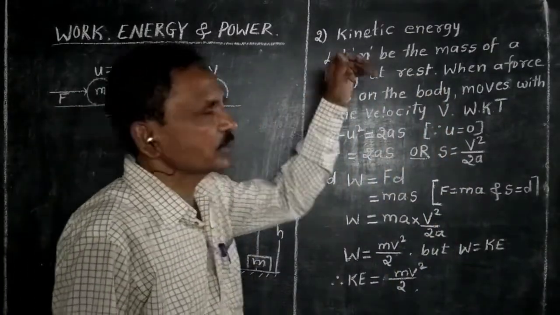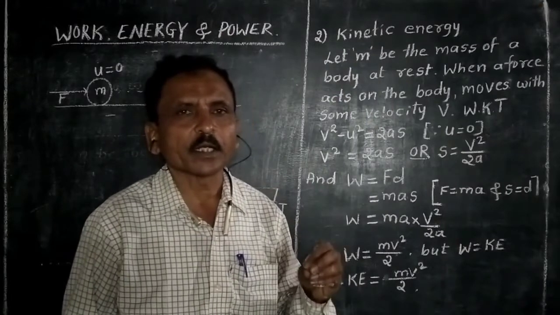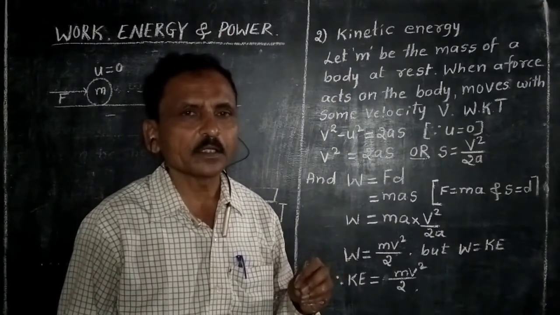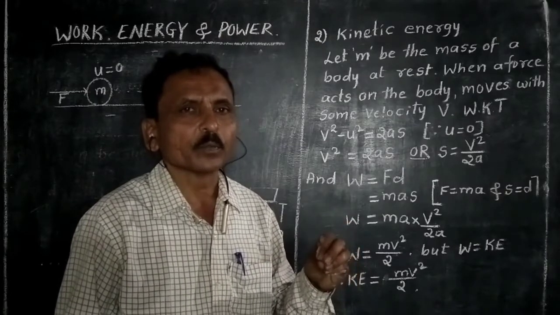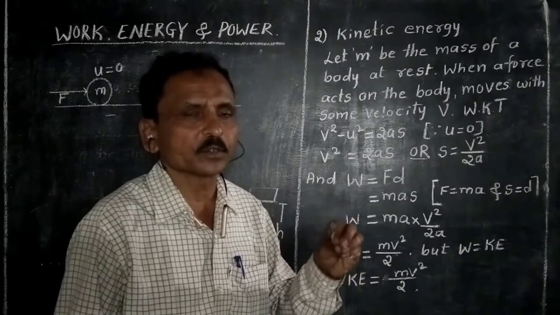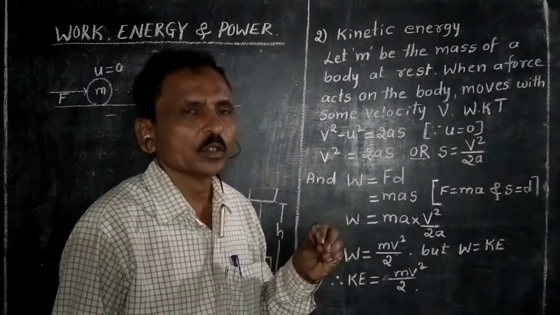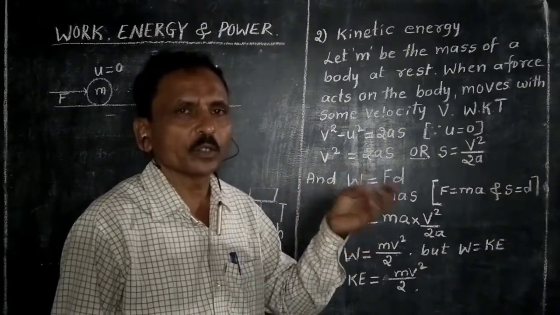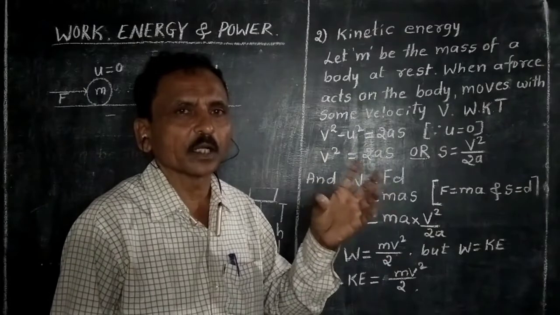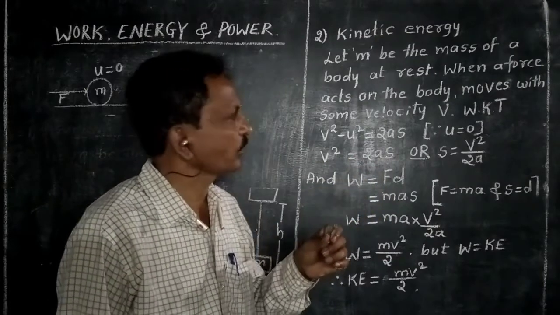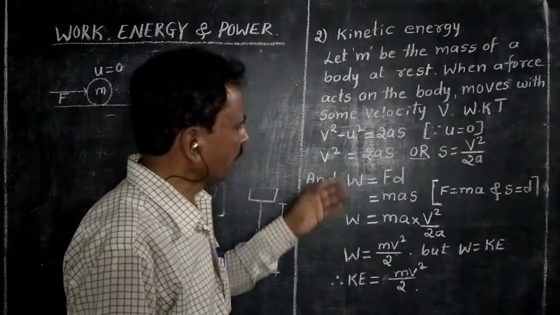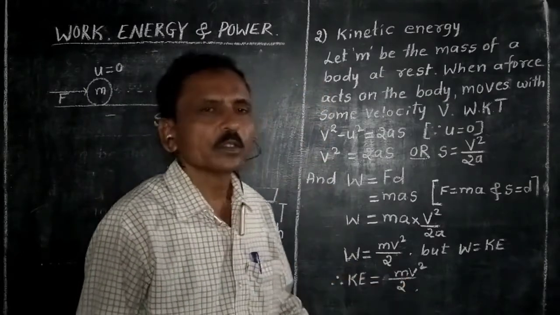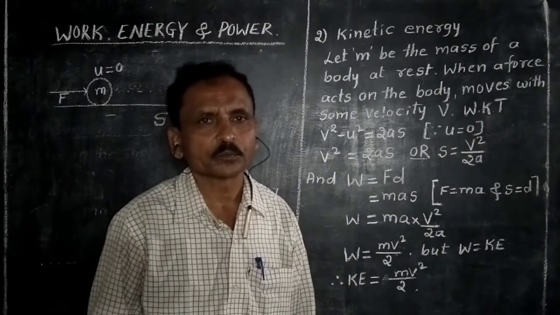Then what is kinetic energy and obtain an expression for it? Kinetic energy is the energy associated with a body by virtue of its motion. Flowing water and blowing wind possess kinetic energy. And the expression for kinetic energy is K equal to mv square upon 2.